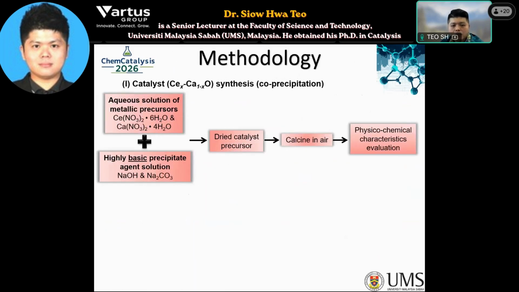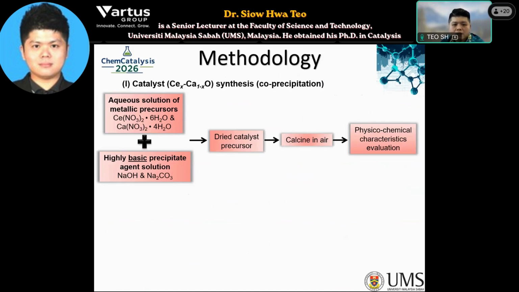To address the limitations of the supercritical methanol process, we developed a cerium calcium mixed oxide catalyst and evaluated its performance for biodiesel production under near-critical methanol conditions. The catalyst was synthesized using a simple co-precipitation method. The metal precursor solution containing the cerium and calcium salts was mixed with the alkaline precipitating agent to form the catalytic precursor.